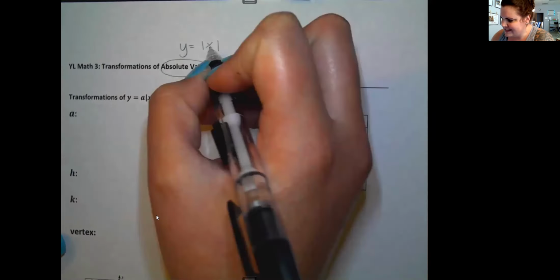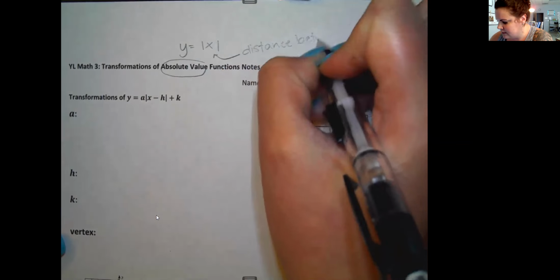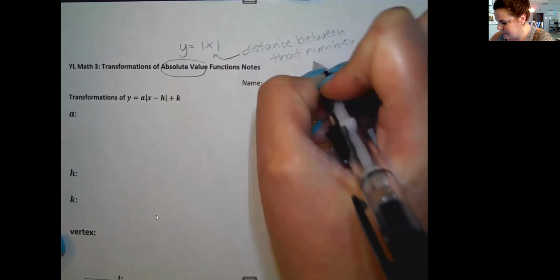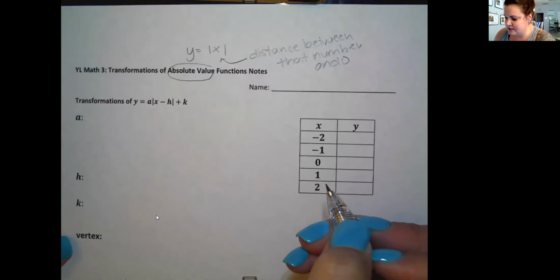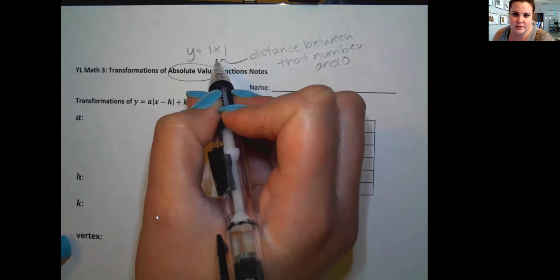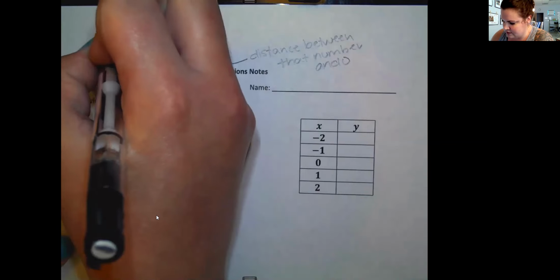So before we get started, I just want to remind you guys what an absolute value function is. So it looks like y equals the absolute value of x. And what that symbol means, the absolute value signs, those two vertical lines, is that we're talking about the distance between that number and 0. And since we always talk about distances as positive numbers, that means that whatever number gets put inside an absolute value symbol is always going to be forced to be positive.